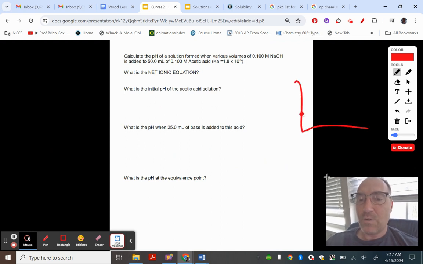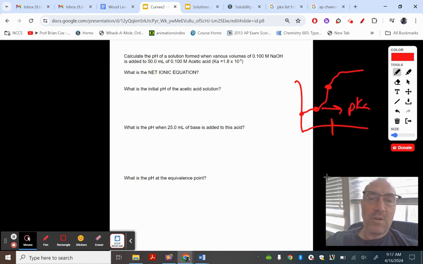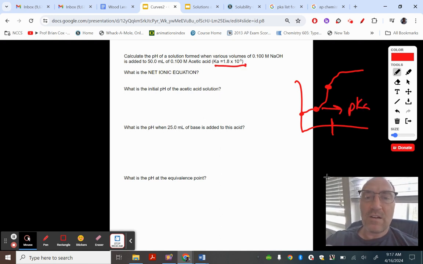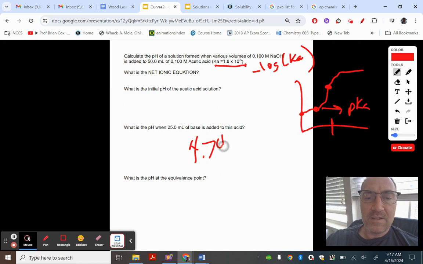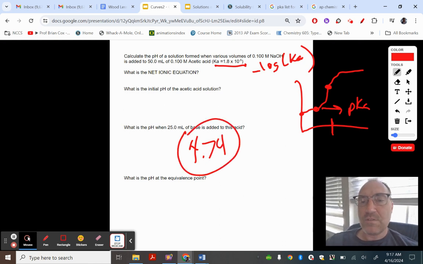Okay, so we're on our little curve right here. This is my equivalence point, and this is my halfway point. So I'm halfway to this. This is always the pKa. So what you do to find this spot is you take the negative log of Ka, and you would get 4.74. I just memorized it. It's one you commonly use.